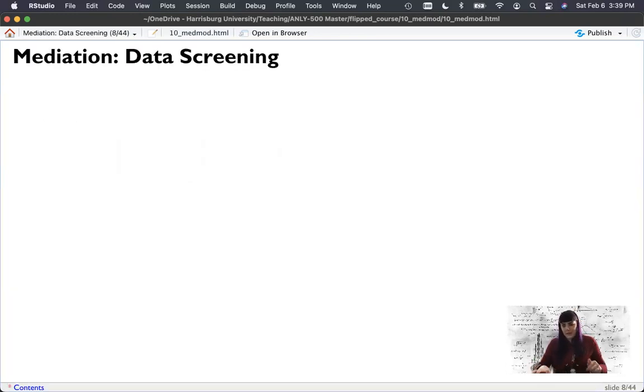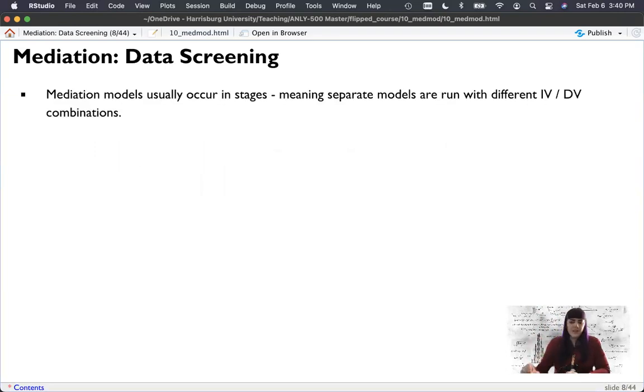So thinking about data screening for this, because it requires us to run several steps. One, I'm going to show you a cool package that will do all this for you. But the models themselves occur in stages. We have X predicting Y, part one, X predicting M, part two, X and M predicting Y, part three. And so how do I screen for issues with that kind of model when there are actually 3 different models with different DVs going on?